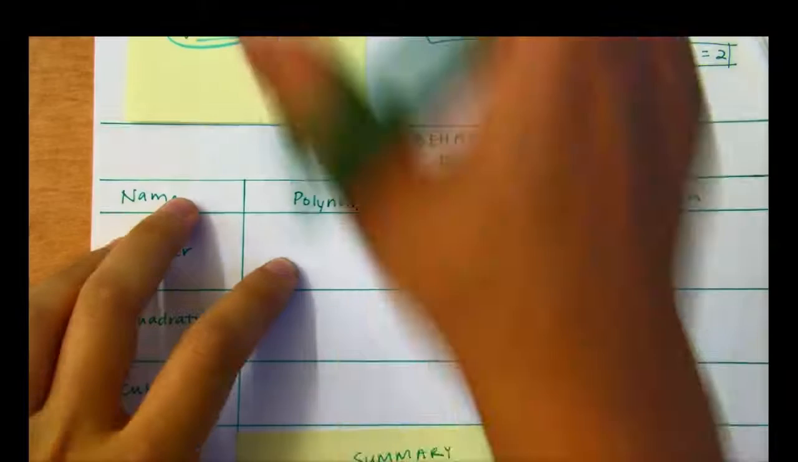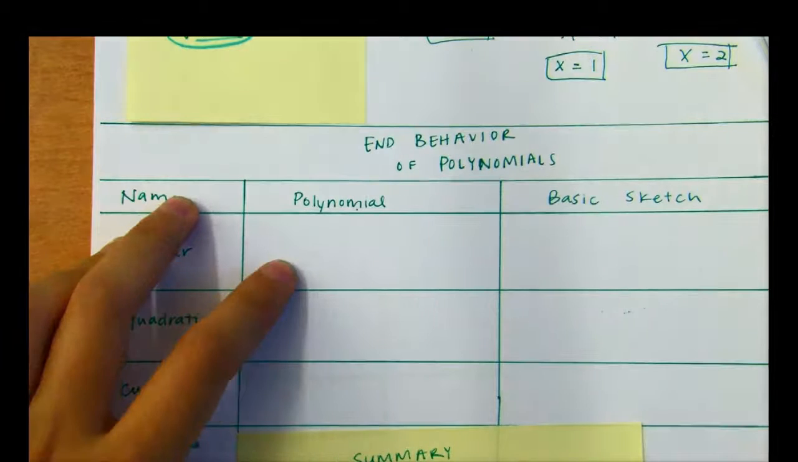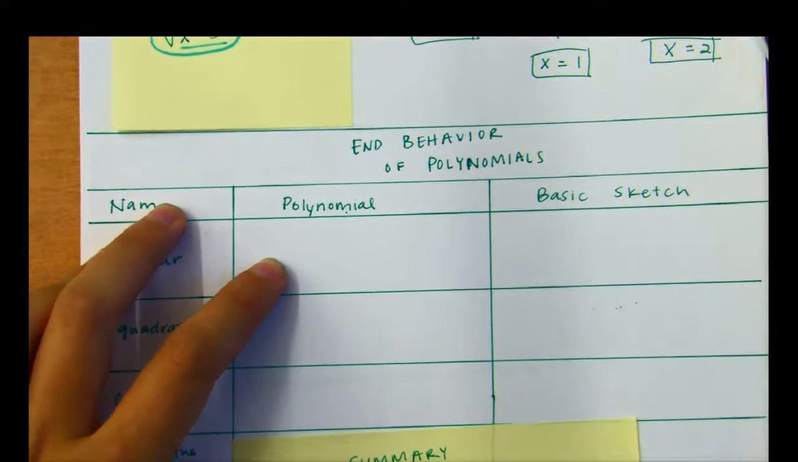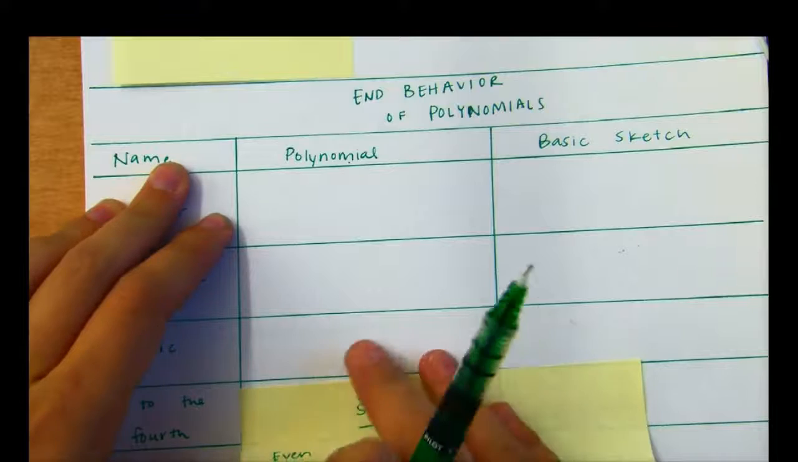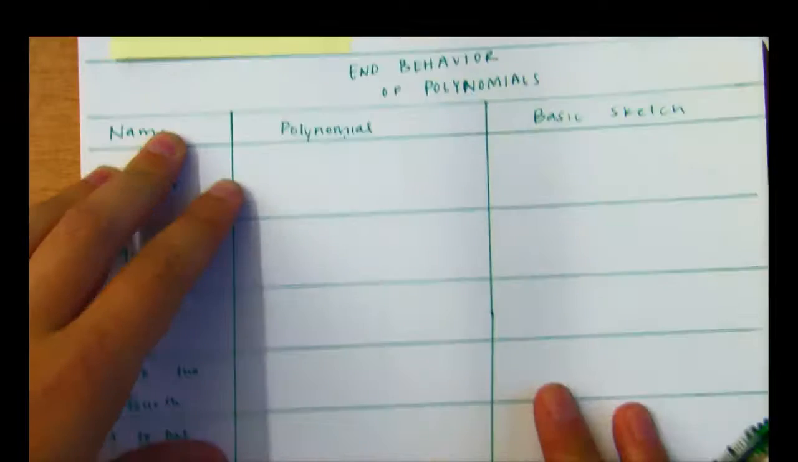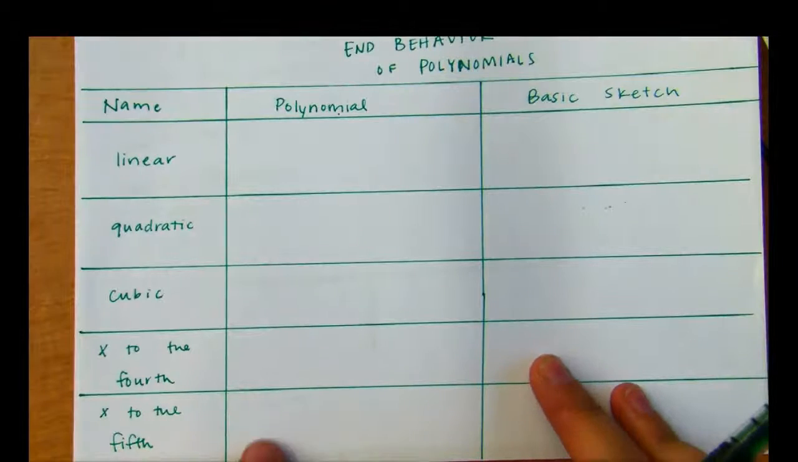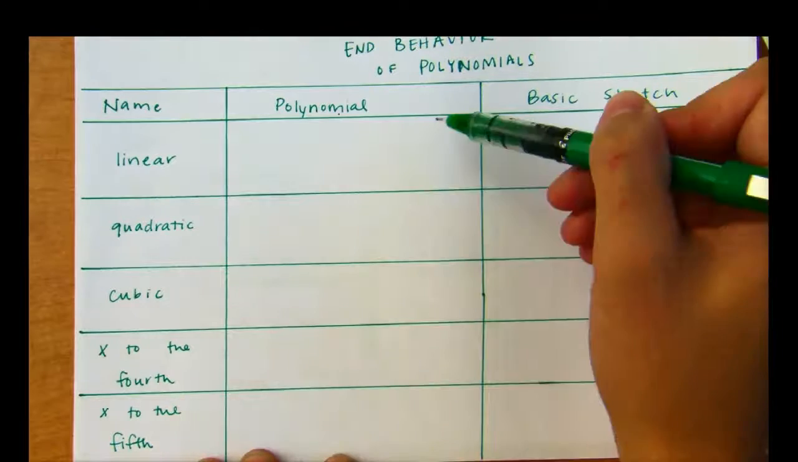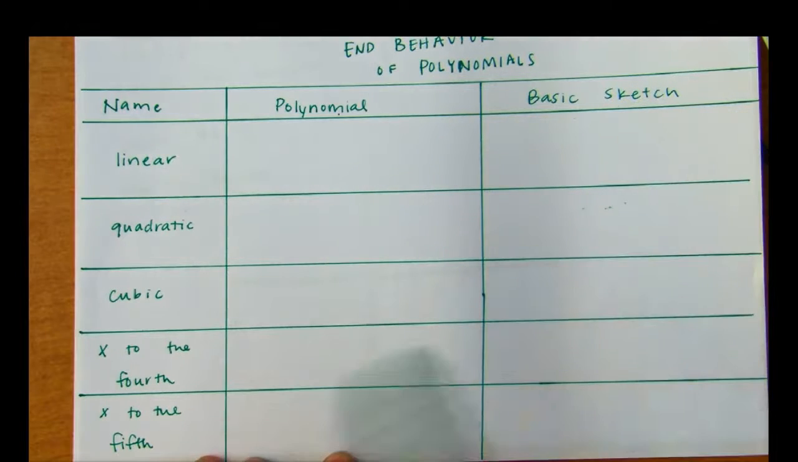Before we get into the graphing piece, I want to organize some thoughts about end behavior of the polynomials. So you're going to go ahead and, in your notes, set up a table that looks like this: Name, polynomial, basic sketch. Go ahead and pause to set up.